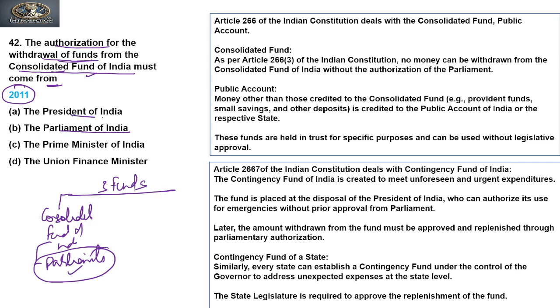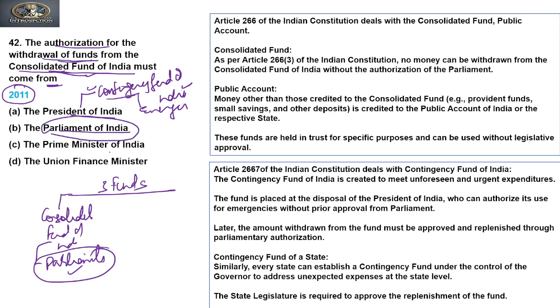Now, does the President have the power to release funds? Yes, it is from the Contingency Fund of India. So the President releases funds from the Contingency Fund. This is also known as the Emergency Fund. So for a withdrawal from the Contingency Fund, Parliament approval is not required, but for a withdrawal from the Consolidated Fund of India, Parliament approval is required, right?